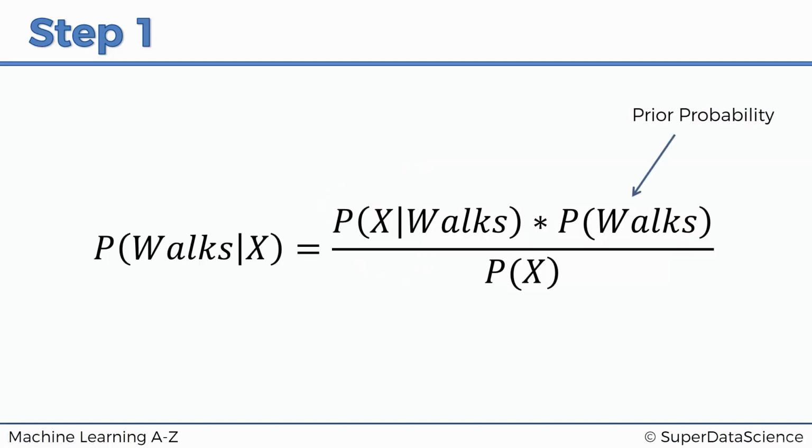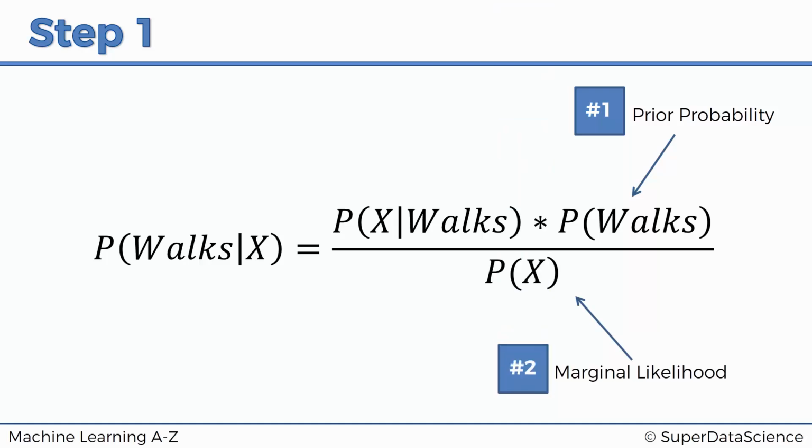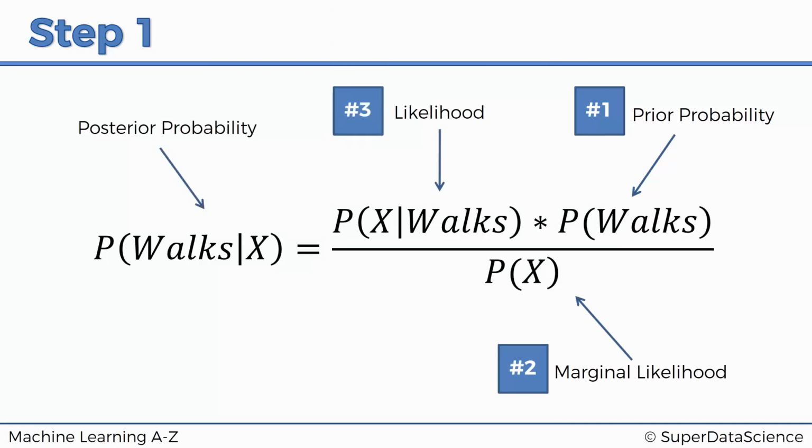This one over here is called the prior probability, and we're going to calculate that first because it's the easiest to calculate. The next one is the marginal likelihood, and we're going to calculate that second. The third one is the likelihood. Those are just the names that they have, and we're going to calculate that third. And finally, what we're looking for is called the posterior probability. We're going to calculate that fourth. All right, so that's our plan of attack for step one. This is all still step one, to calculate the probability that somebody walks given those features X that we see in our new data point.